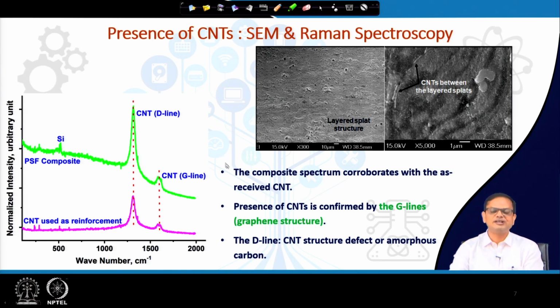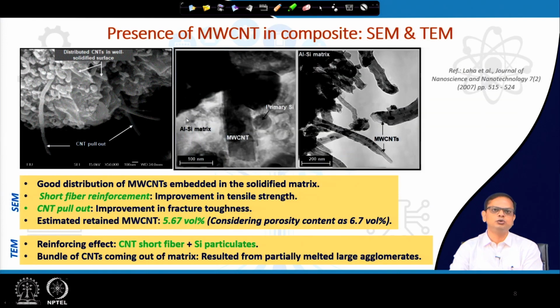All right. But ultimately what we can see is that the CNT is retained. You can also see the fractured surface, and we can do TEM. In SEM we can see a nice distribution of the carbon nanotube fibers in the solidified matrix, and you can also see CNT pull-outs, which signifies good fracture strength of the matrix material.